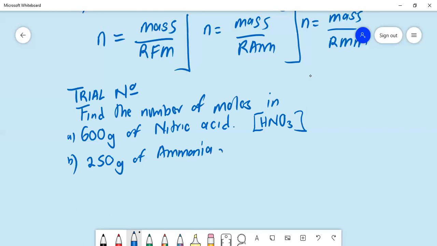Ammonia is a gas. Ammonia gas. I hope you know the formula of ammonia gas. Do you know the formula of ammonia gas? No. Ammonia gas. Shamila, do you know the formula of ammonia?